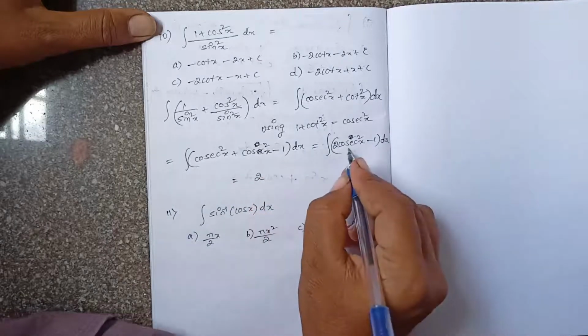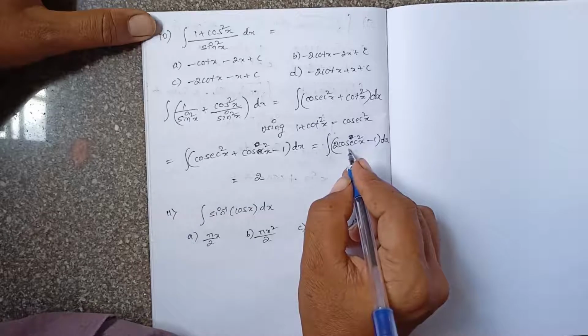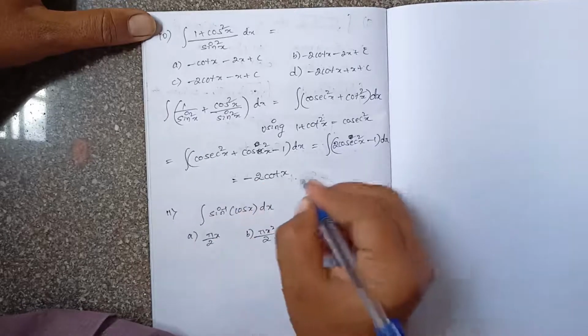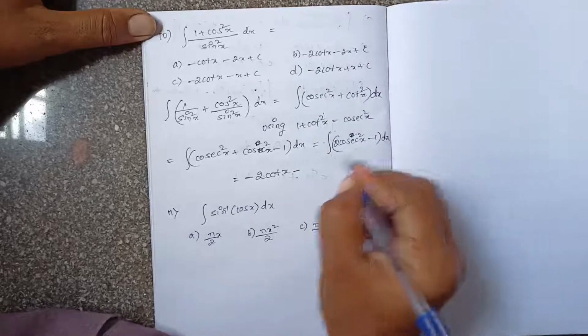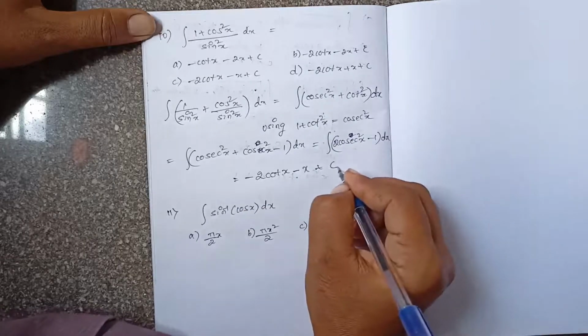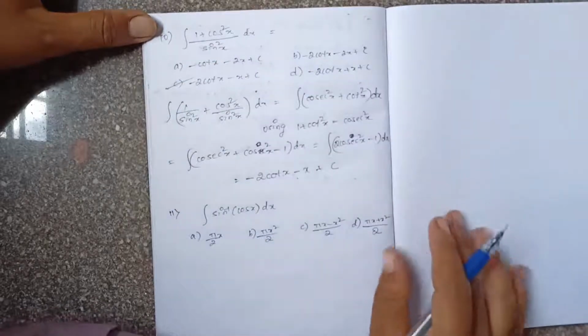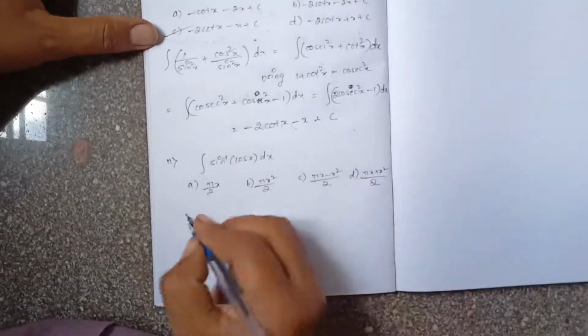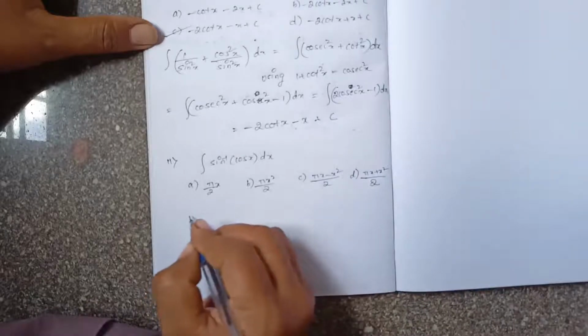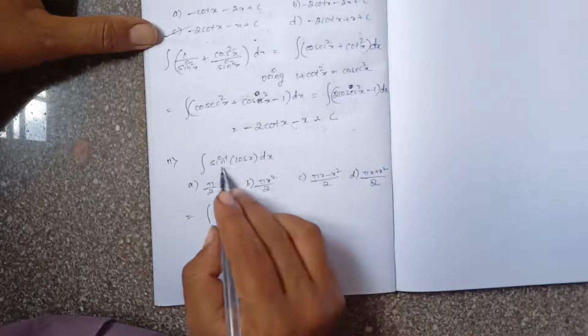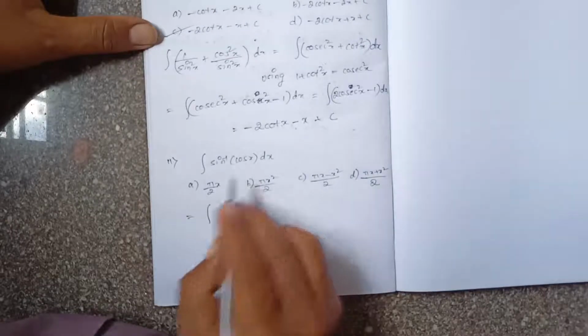2 as it is. Integration of cosecant square x is minus cot x. So minus 2 cot x minus integration of 1 with respect to x, which is x, plus c. Which option here? Option C is correct. Next, last question, that is 11th question. Integration of sine inverse of cos x.